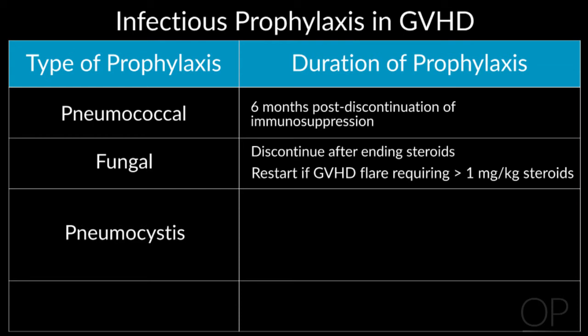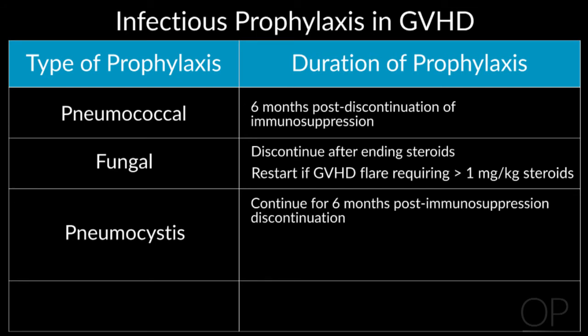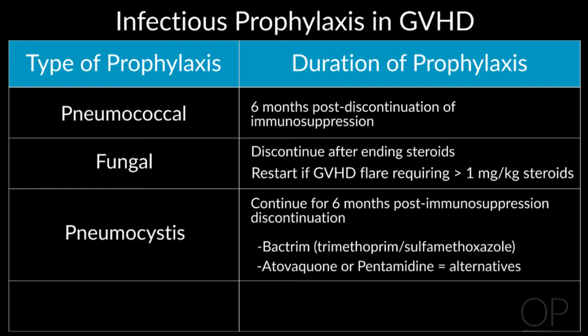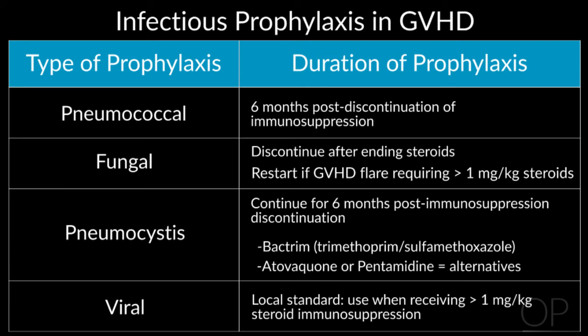Pneumocystis prophylaxis is a standard for all immunocompromised patients in our world. This includes 6 months of prophylaxis after the discontinuation of immunosuppression. We prefer to use Bactrim due to its better efficacy, but that may not be possible for all patients due to counts or allergies, in which case atovaquone or pentamidine are acceptable alternatives. Our local standard, although there's not agreement internationally or nationally on viral prophylaxis, is to put patients on viral prophylaxis when they are receiving greater than 1 milligram per kilogram per day of steroid.